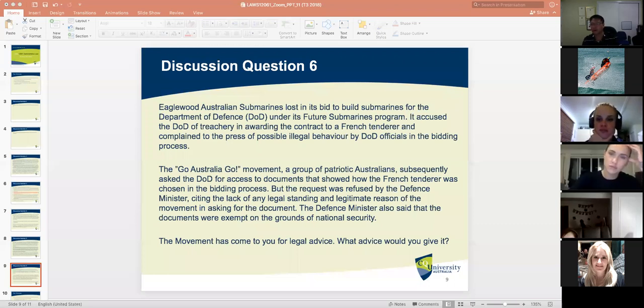it's difficult to see why the release of the document would impair or cause damage to the security of the Commonwealth. And remember that the goal of the Freedom of Information Act in the first place is to promote public accountability and scrutiny of government decision making. If there is a possibility that the bidding might have been rigged, that really is a justification why the public documents should be shown to the movement.